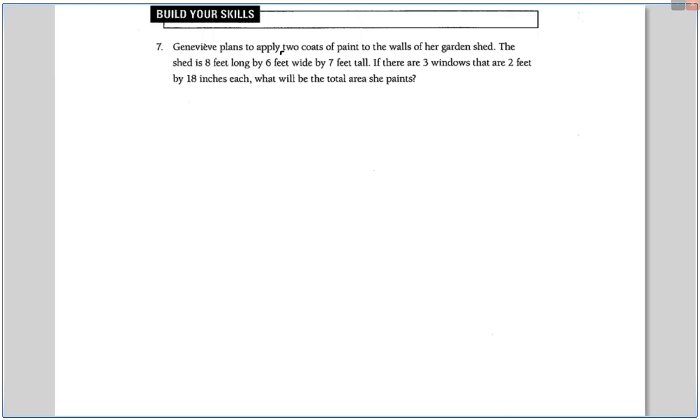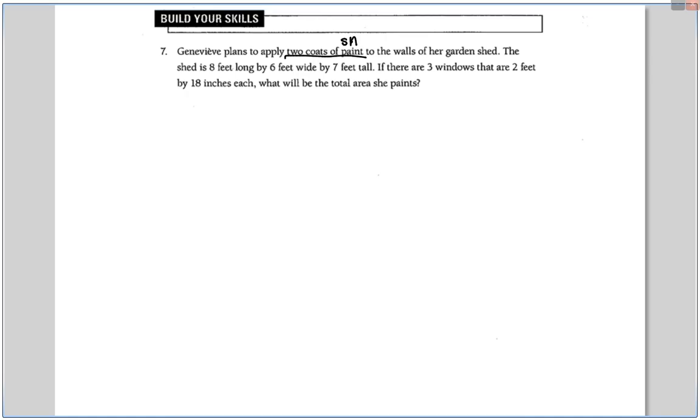So 2 coats of paint, that tells me surface area. And they're talking about a shed, so 8 by 6 by 7. 3 windows, what does she paint? Okay, so let's see what we got here.